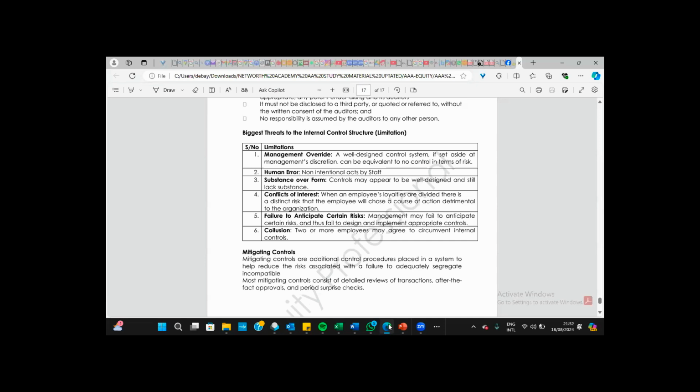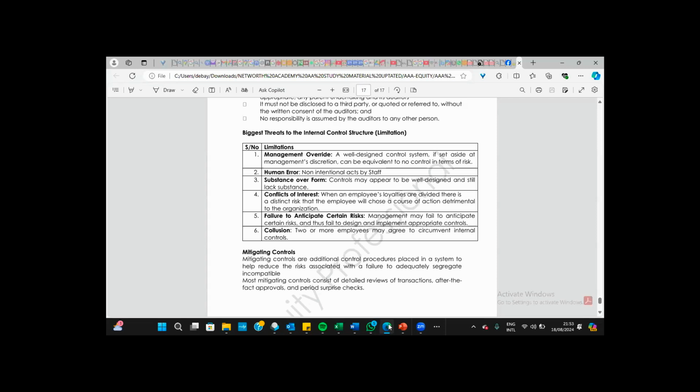The last one is called collusion. Collusion is when two or more employees agree to circumvent internal control. So two people work in an organization. You have the internal audit department, you have the accounts department. The accounts department releases money to one of their staff to go and procure items for the organization worth 50,000 naira. The guy bought the item but forgot to present a receipt. Or in another instance, he didn't even buy the item and he failed to retire.